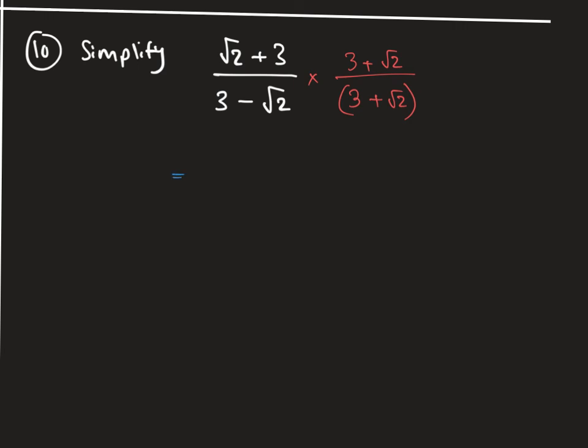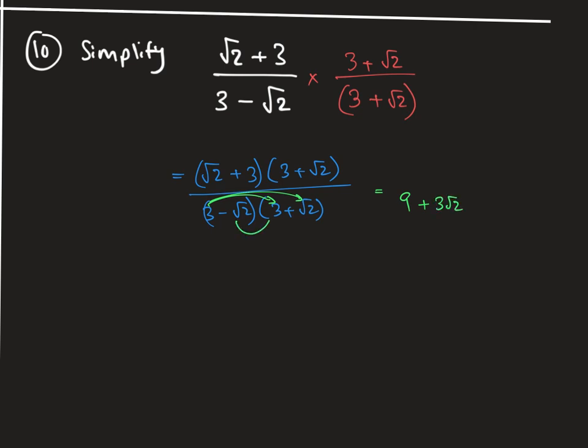So what we end up with here is root 2 plus 3 on the top times 3 plus root 2. And then we have 3 minus root 2 on the bottom, and 3 plus root 2. And so again, 3 times 3 equals 9. 3 times root 2 would be 3 root 2. And then minus root 2 times 3 would be minus 3 root 2. And then negative root 2 times a positive root 2 will give us a negative 2 there.